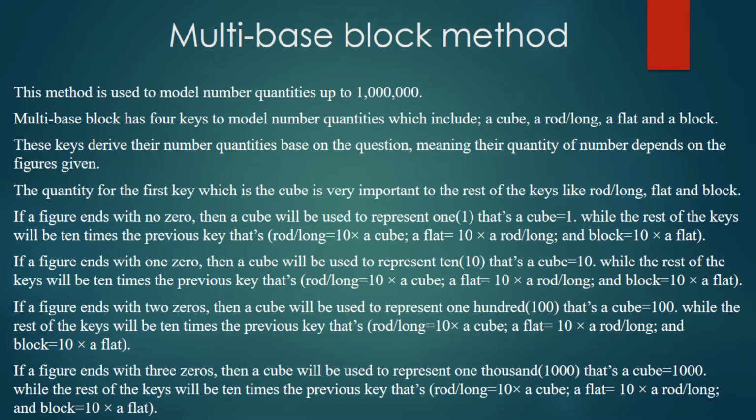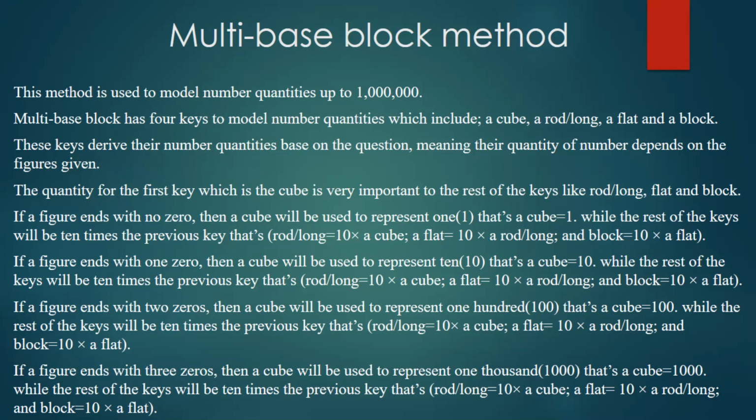If a figure ends with 2 zeros, then a cube will be used to represent 100. That is, a cube is equal to 100, while the rest of the keys will be 10 times the previous key. A rod, which is the immediate key after the cube, will be equal to 10 times a cube. A flat, which is the next key after the rod, will be 10 times a rod or long. And a block is equal to 10 times a flat.